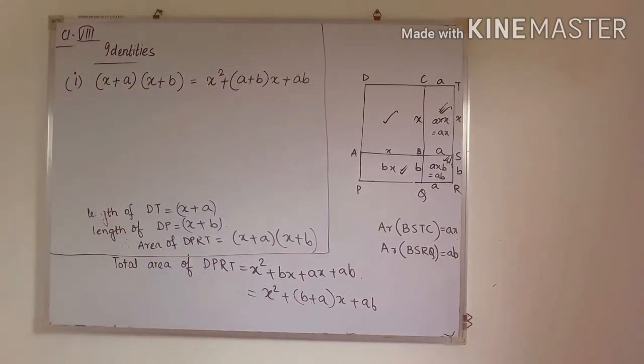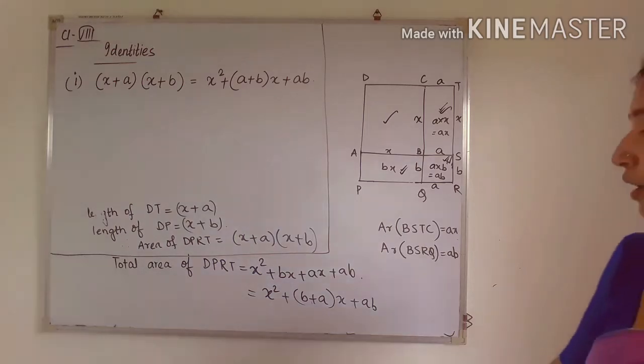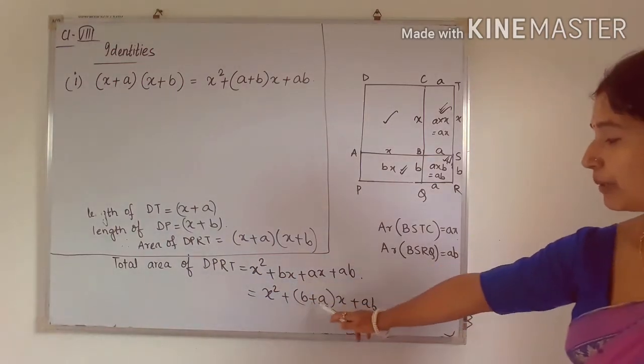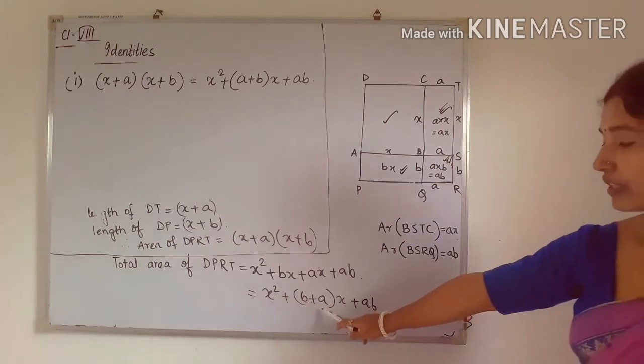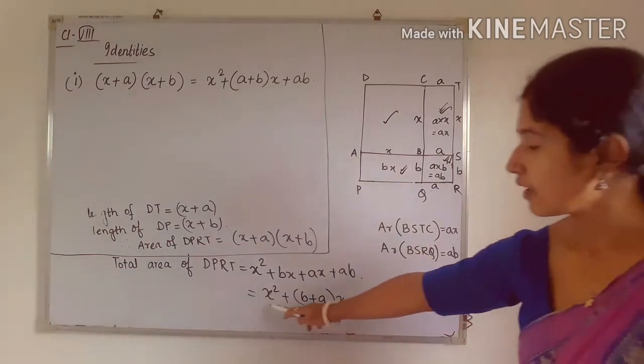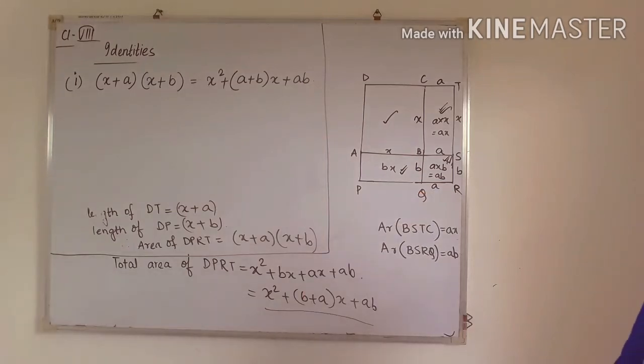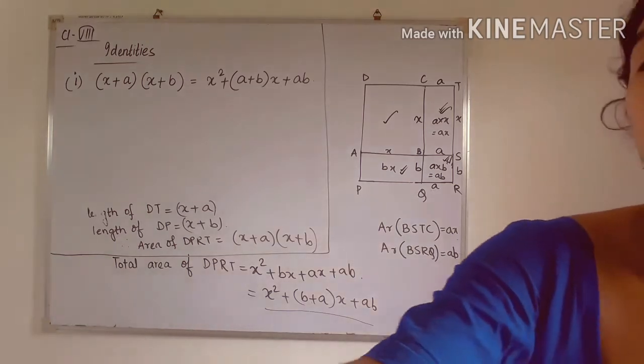So see students, this is our first identity. Here we can take out X as common. We can write B plus A inside the bracket, or you can say A plus B. So this area will be equal to this area. So this is our first identity, that is X plus A into X plus B is equal to X square plus bracket A plus B into X plus AB.